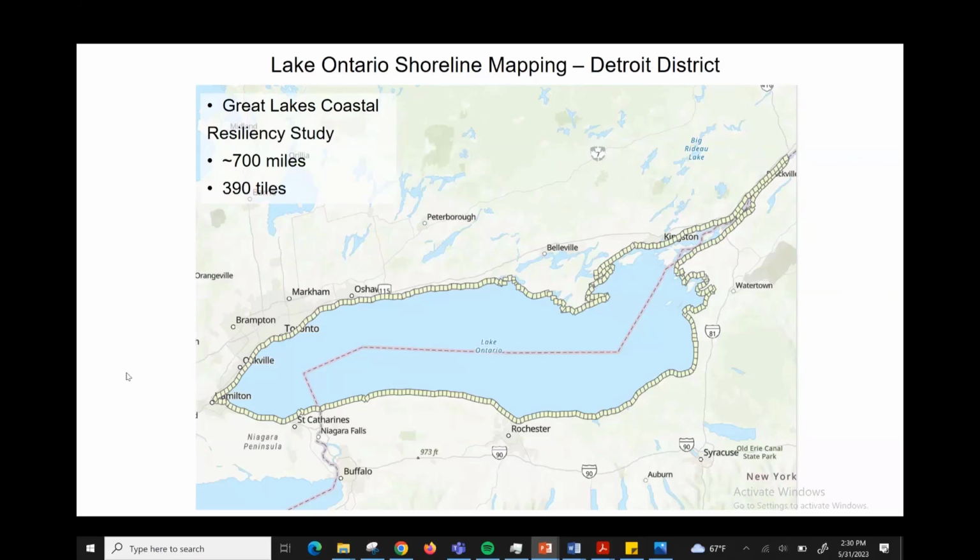We've broken it up into these tiles that you can see in white along the shoreline edges. And this is part of their Great Lakes Coastal Resiliency Study, and they're planning to couple this with their water level information to try to understand the relationships of water level and shoreline behavior. It's taken a while, but we're making good progress.